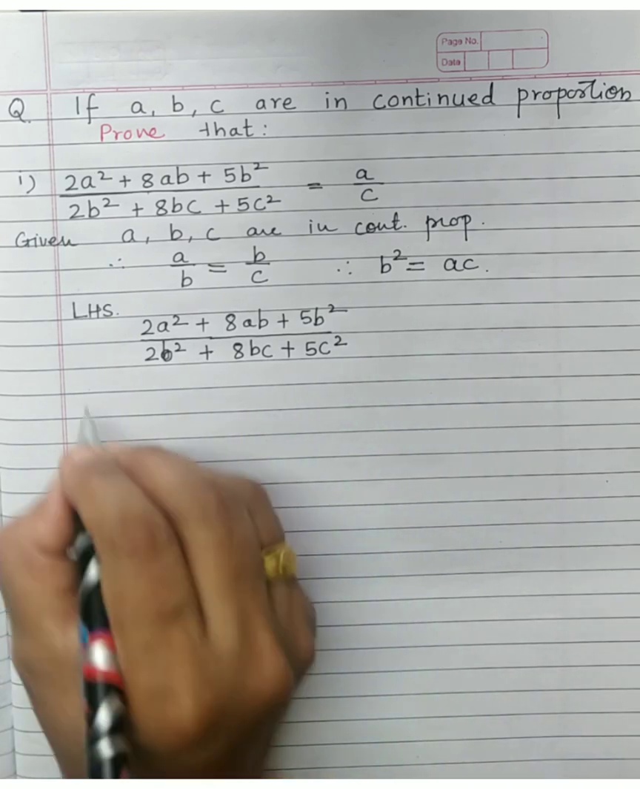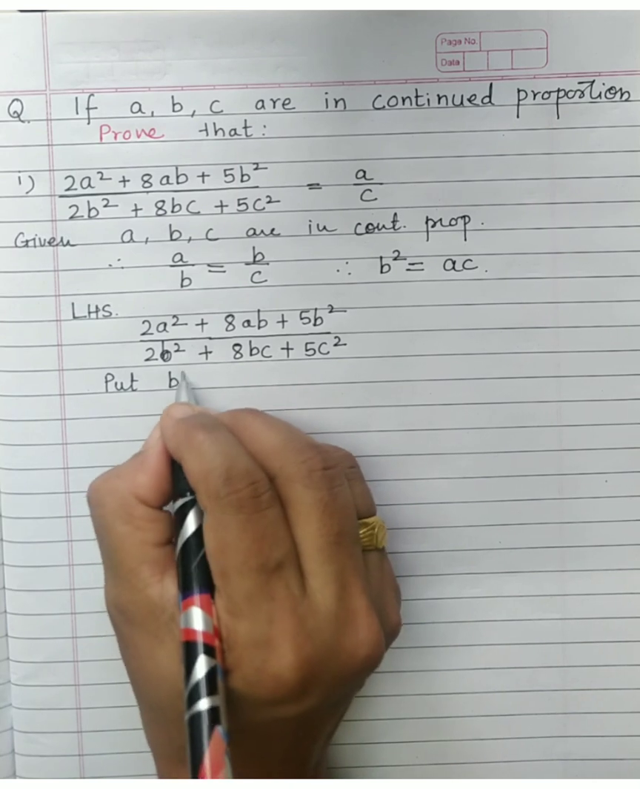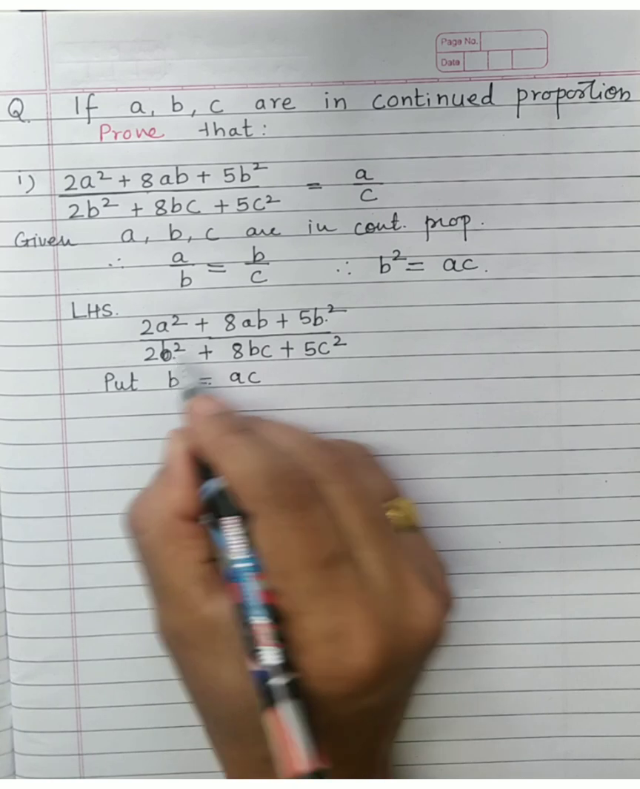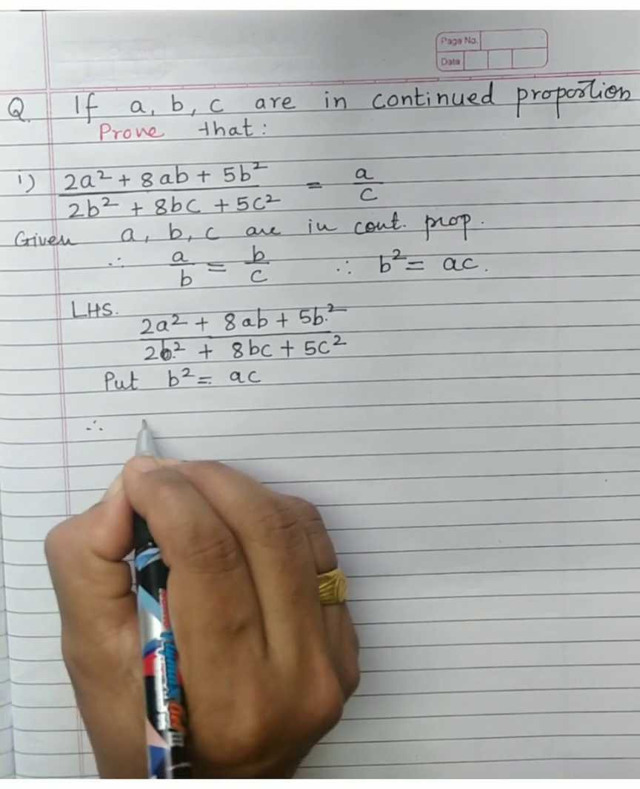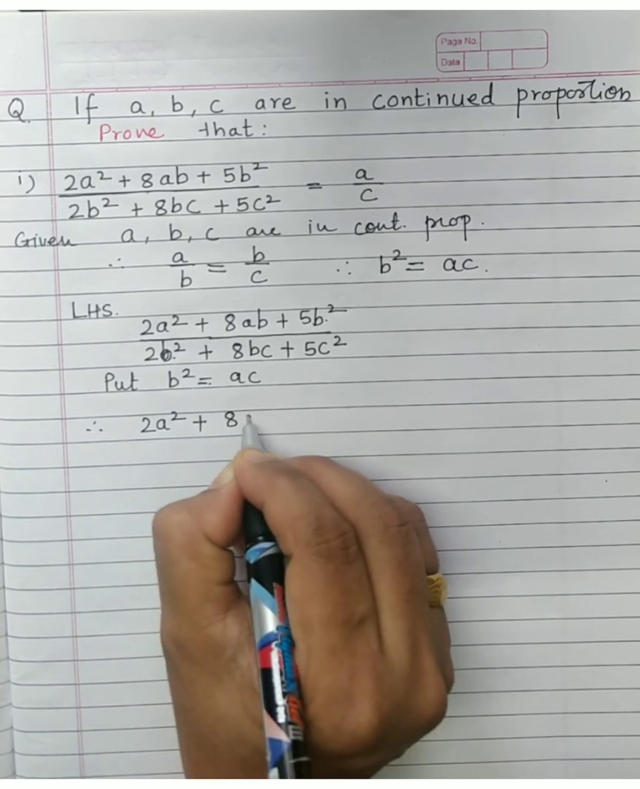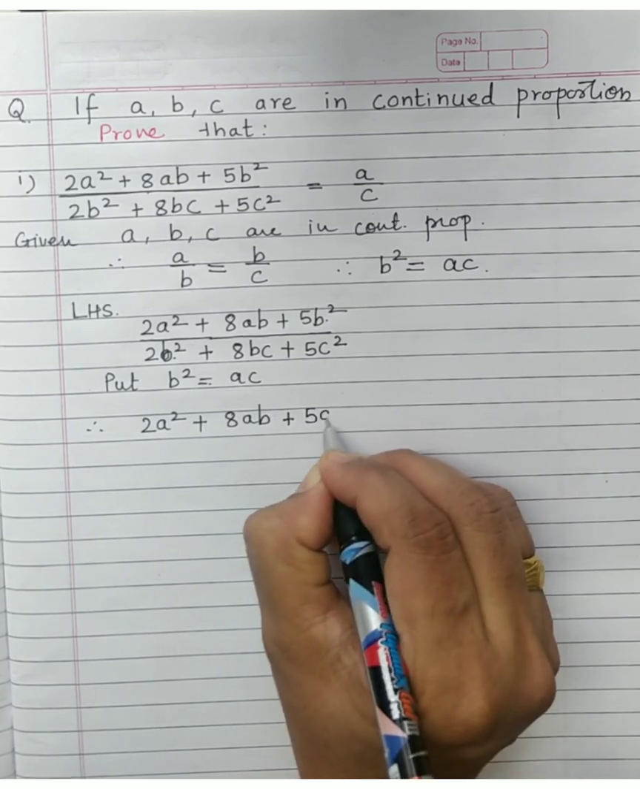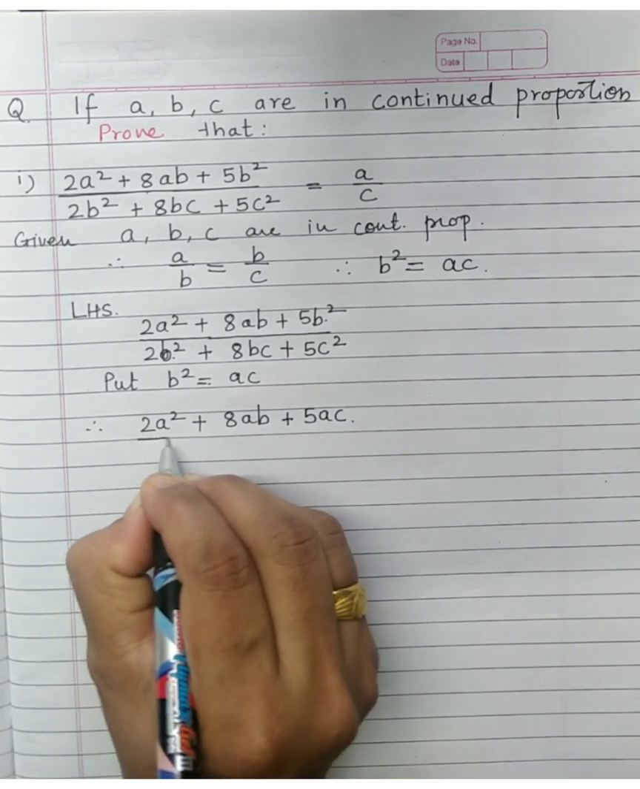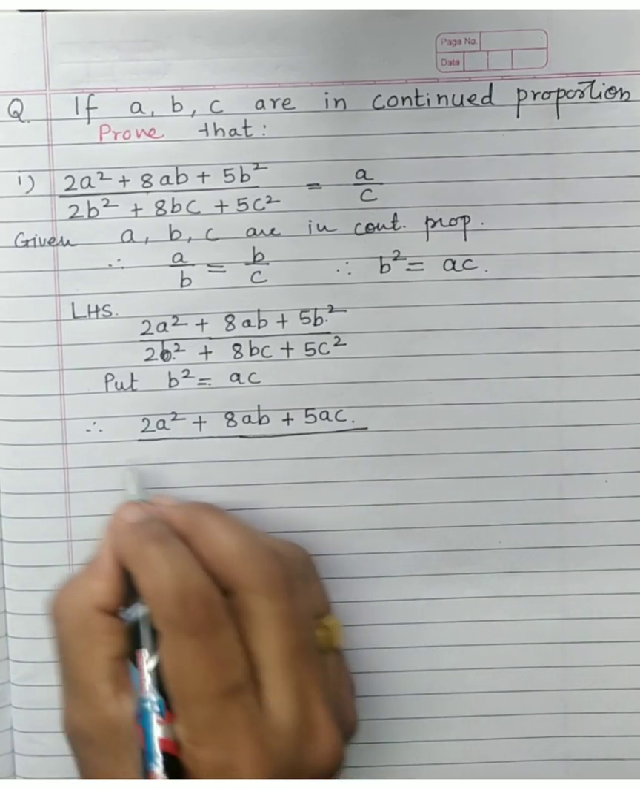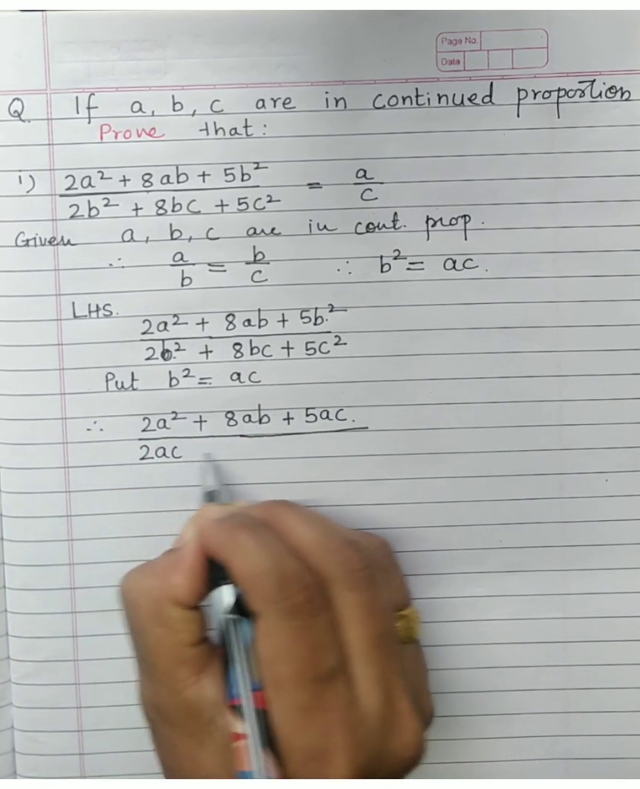Now here I have started with LHS. I have written here put B square is equal to AC. So where I can see B square, that will be replaced by AC. So 2A square as it is, 8AB as it is, and 5B square will become 5AC. Remember, you can think that B is there, why we are not replacing B by root AC. We are simplifying the sum, not making it complicated. B square is AC, right?